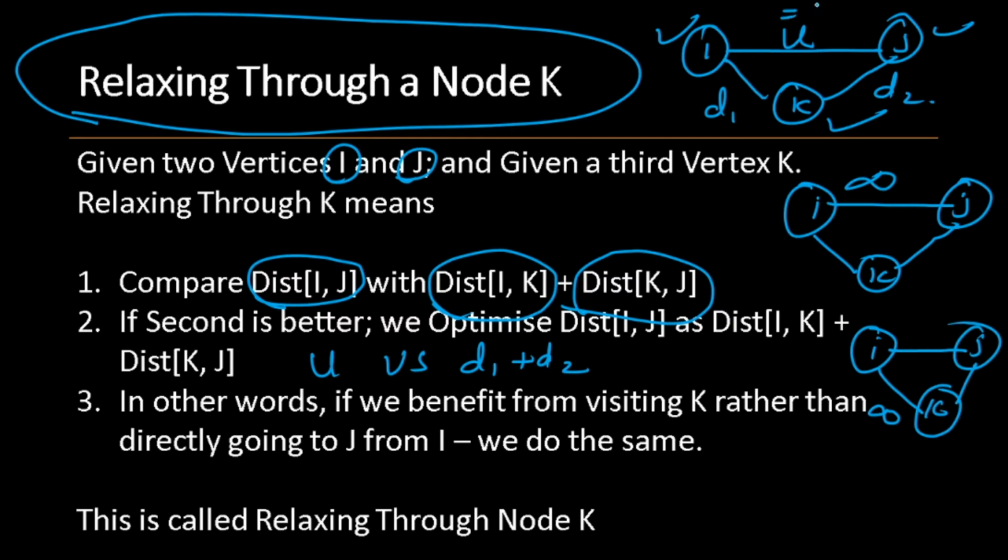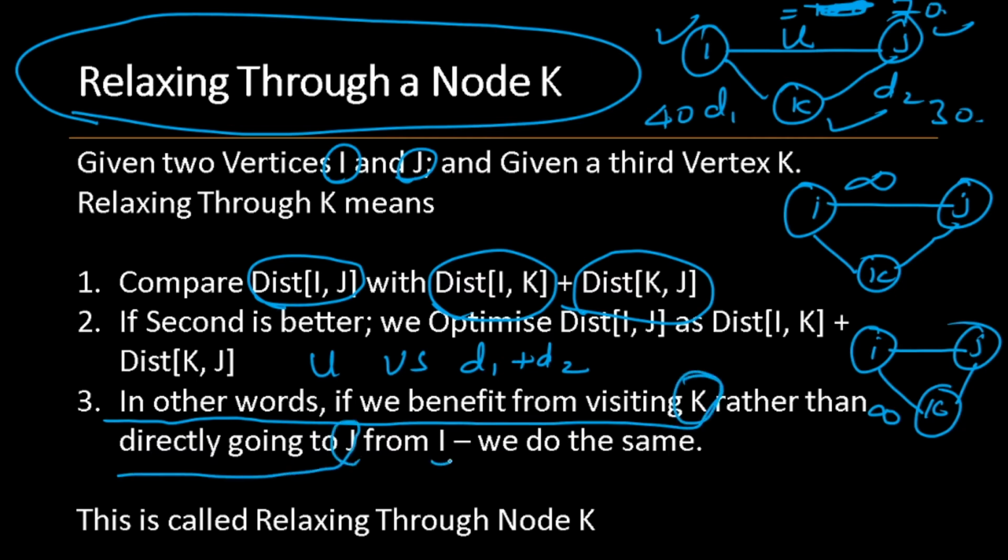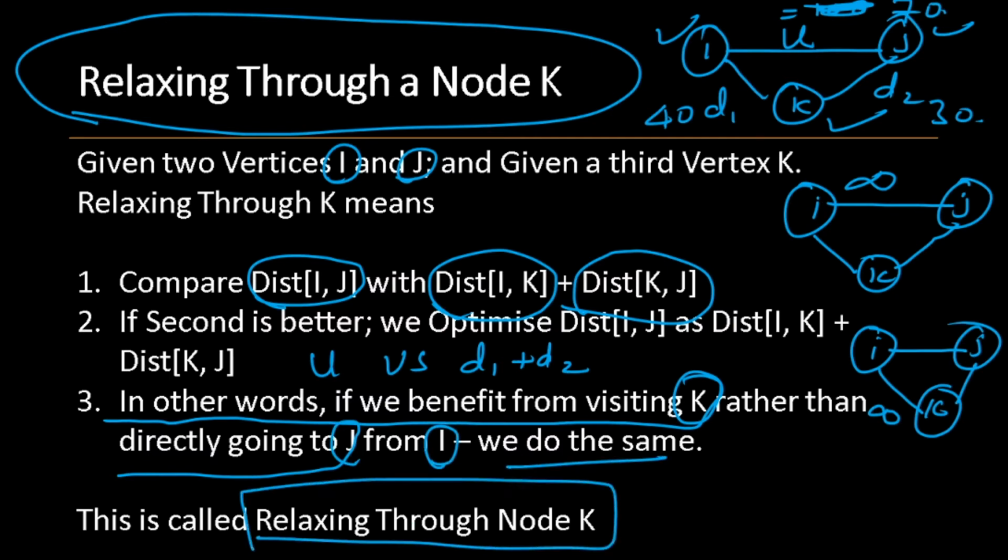So if u is equal to 100, d1 is equal to 40, and d2 is equal to 30, we will now relax it and label it as 70. That is what relaxing through a node k means. In other words, if we benefit from first visiting k rather than directly going to j from i, we do the same. This is called relaxing through node k. I hope it's very clear. This is the heart of the algorithm.